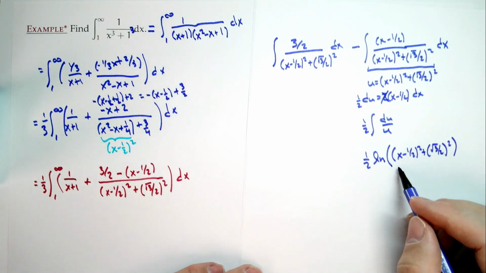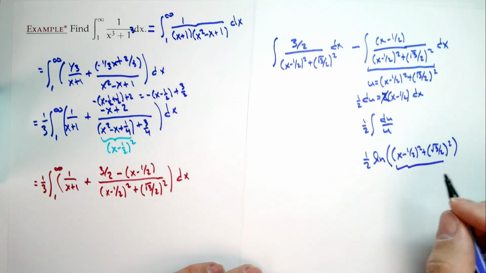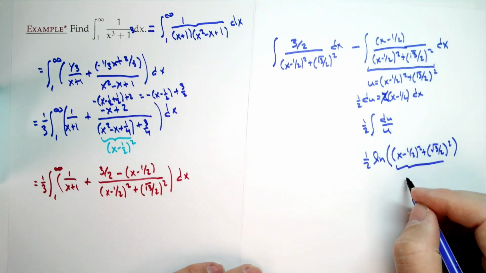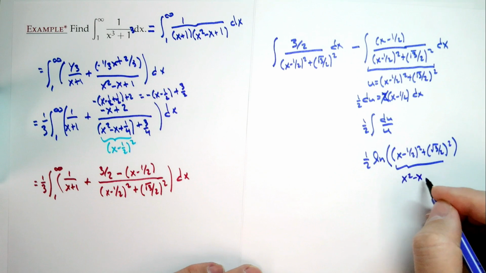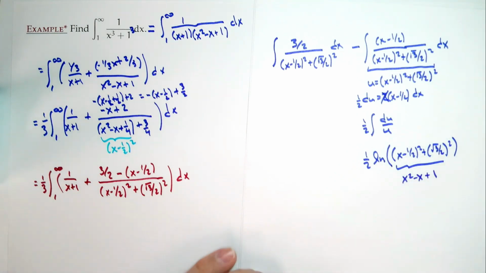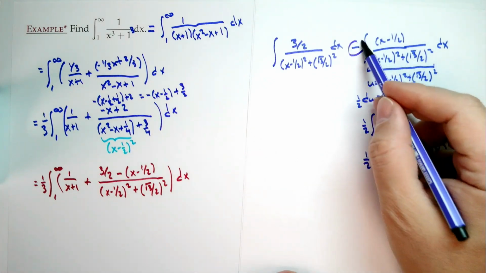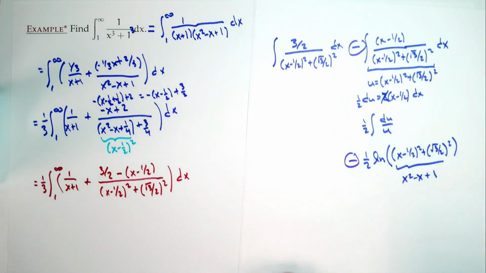Now, I suppose at this point, it might be easier to work with this going forward to say, yeah, this is still the same thing as x squared minus x plus 1. We'll come back to that in a second. And don't forget the minus sign. We're going to have to put that in there at some point. Okay.